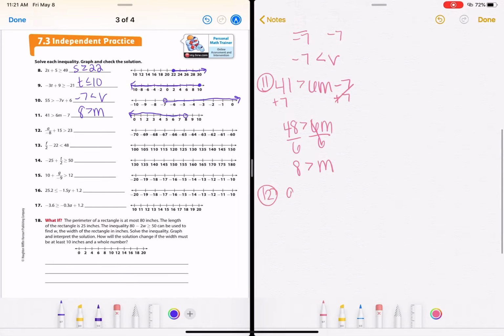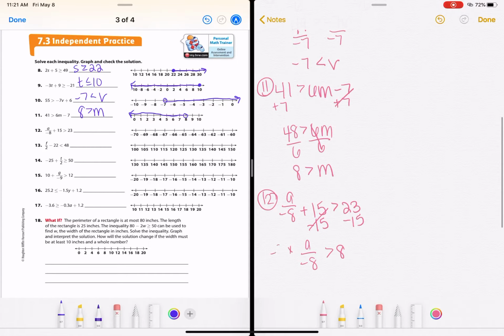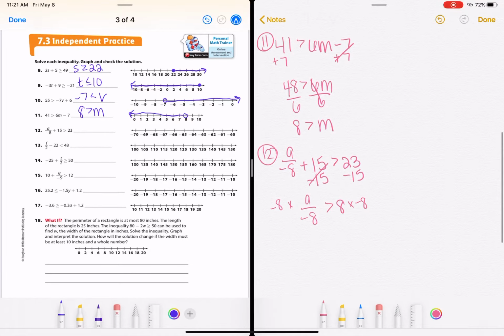Number 12, we have a over negative 8 plus 15 is greater than 23. Subtract 15 from both sides. 23 minus 15 is 8. Multiply both sides by negative 8. Since we're multiplying by a negative, we switch the inequality symbol. So we have a is less than negative 64. Open circle at negative 64. If we want less than negative 64, we're going to the left.